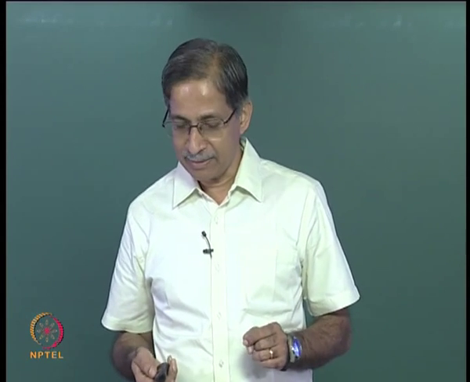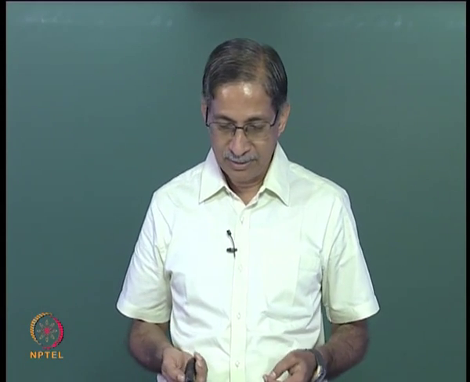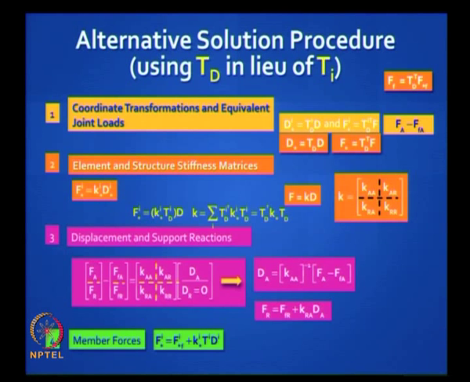For programming for large structures, TI is the traditional way of doing it, but for manual analysis or for smaller structures you can use TD. What about the third step? Will there be any change in this? No, third is identical because there is no TI, no TD coming into that. We are just solving equilibrium equations. So you solve the first equation, you find the unknown displacement dA, substitute it in the second equation, find the unknown reactions Fr, and then you find the member force.